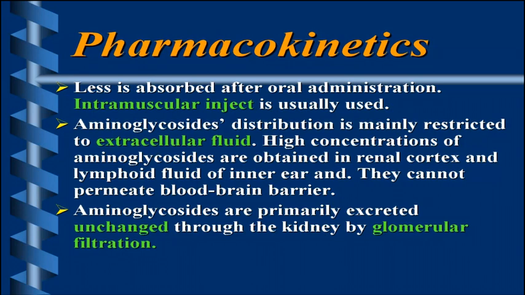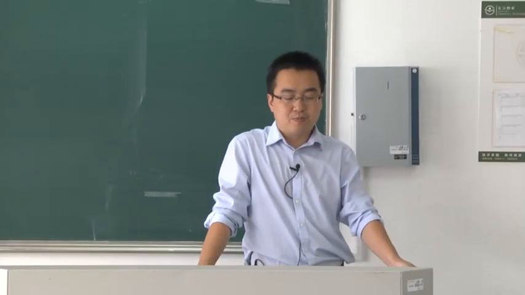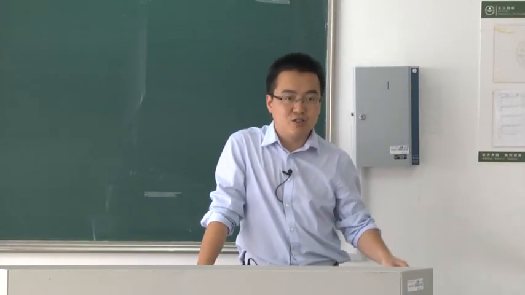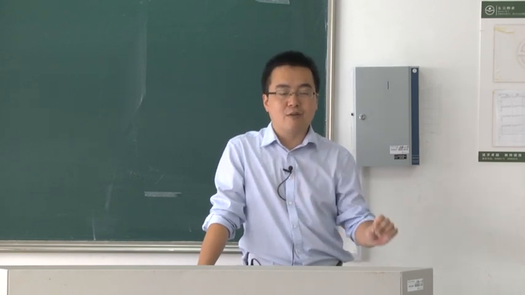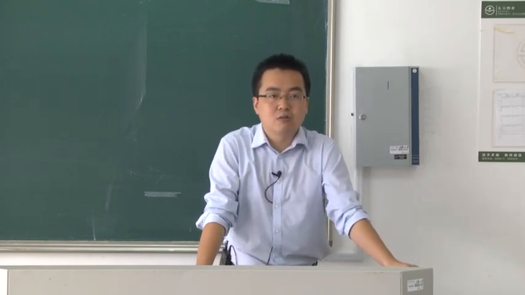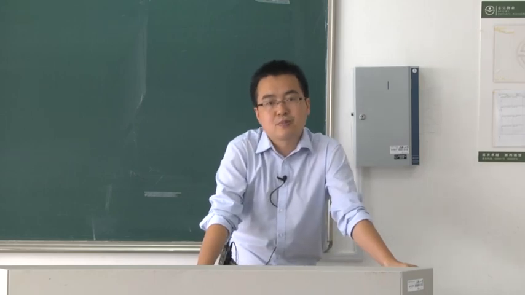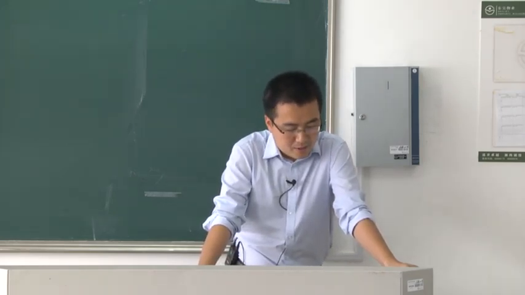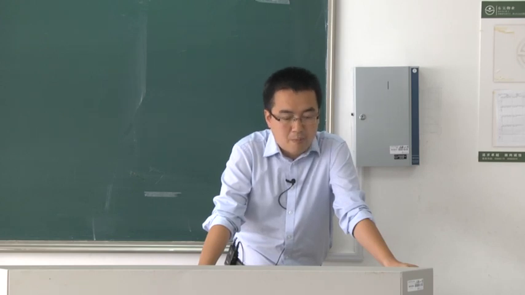The third, aminoglycosides are primarily excreted unchanged through the kidney by glomerular filtration. So if in some patients the glomerular filtration is impaired, the aminoglycoside elimination is changed, so it will prolong the half-life of the aminoglycoside in the host. This is the pharmacokinetics of the aminoglycosides.